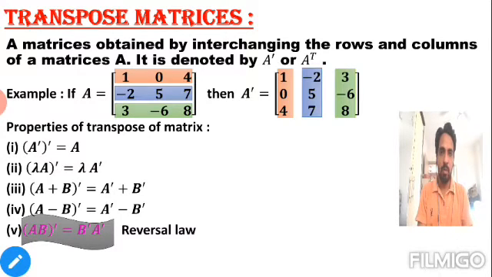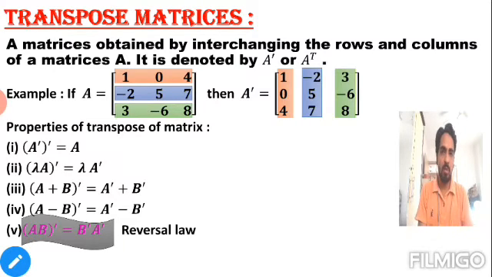There are some properties of the transpose of a matrix. The first one: if you take the transpose of a transpose matrix, then again you are going back to the same matrix. Means in this same example, if we take the transpose of A transpose again, then you will find that it will again become your same matrix. Second one: if lambda times A whole transpose, then the constant just comes outside, that multiplication by a scalar does not affect the transpose.